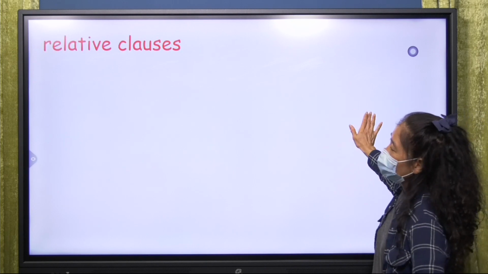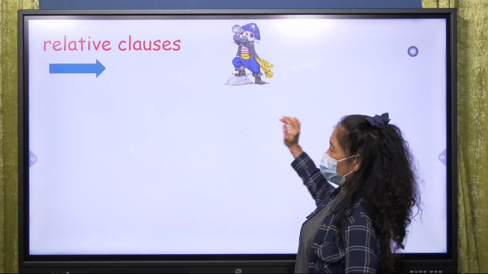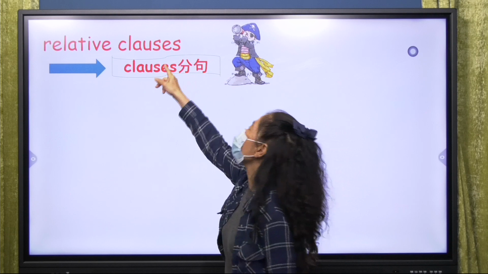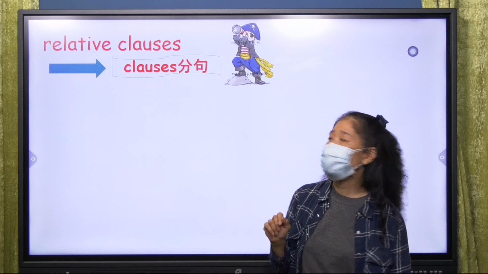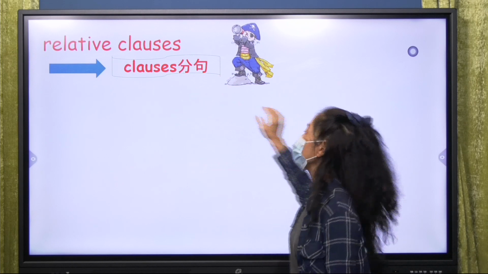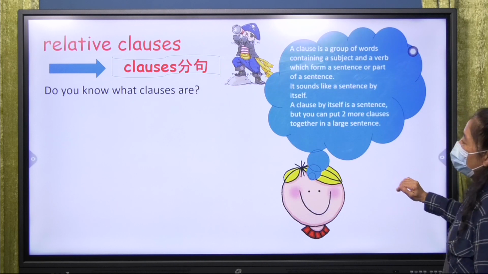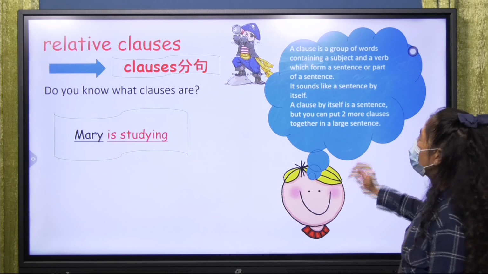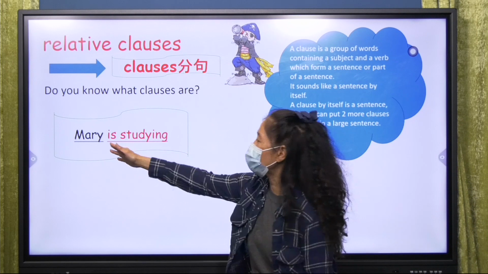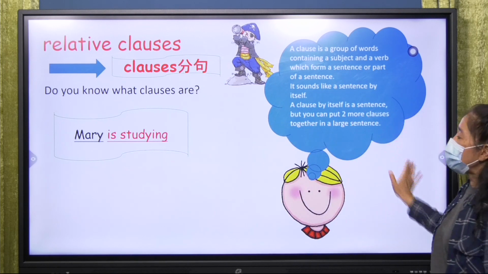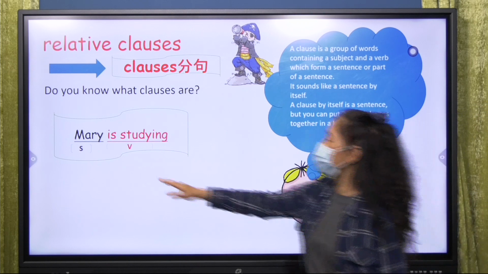Of course we are going to look at relative clauses, but before we do, let's look at clauses. Especially from 3B, do you still remember what clauses are? Clauses, basically, you can say, are a group of words. It contains a subject and a verb. Now, pay attention, okay? We call this a clause.